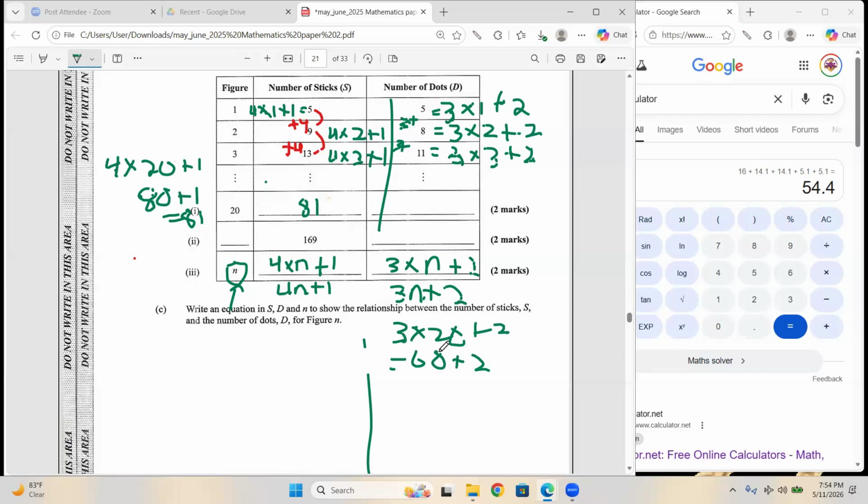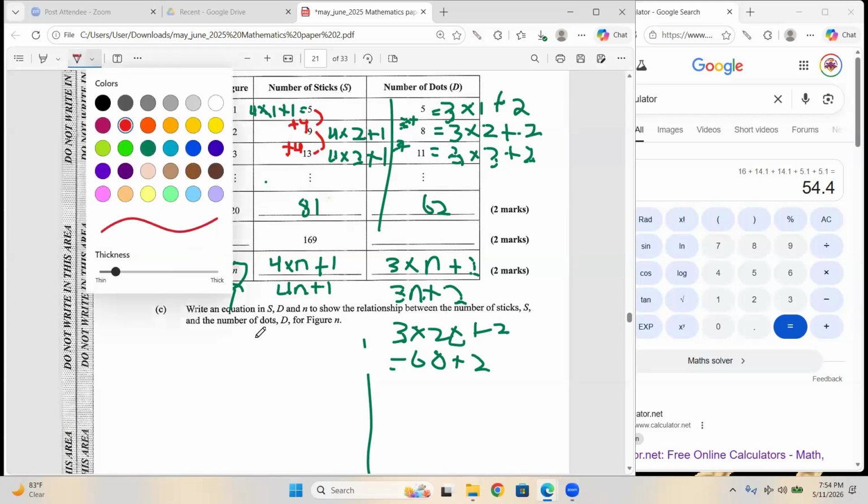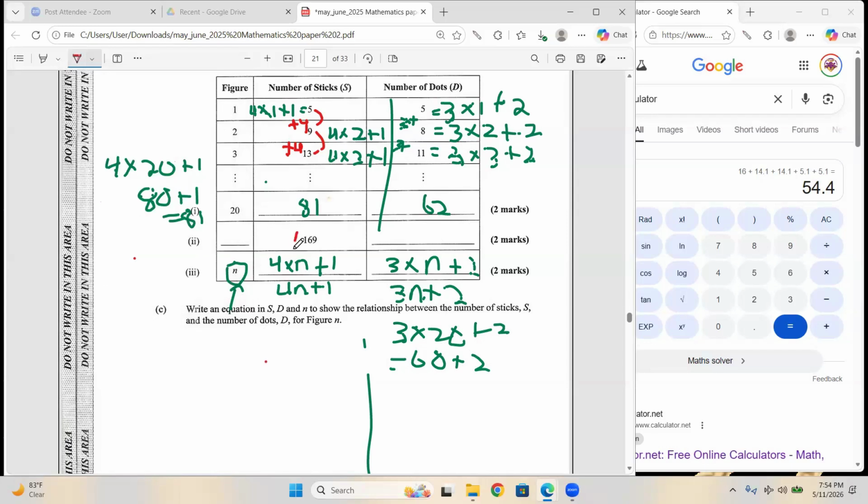Apparently 62. So we put in 62 here. And for this one we need to figure out the number of dots and the figure number. So here's what we have to do. The only thing they provided for this one is the answer for the number 6.